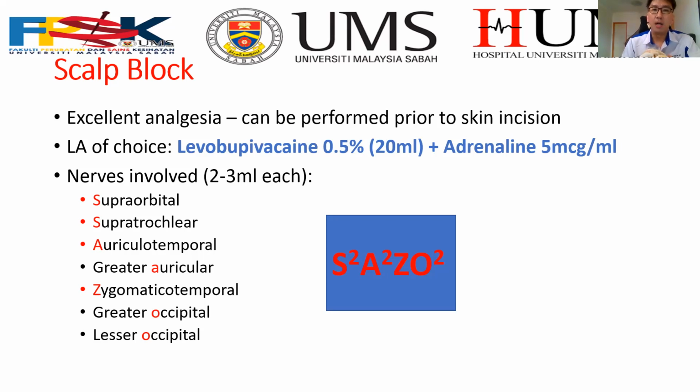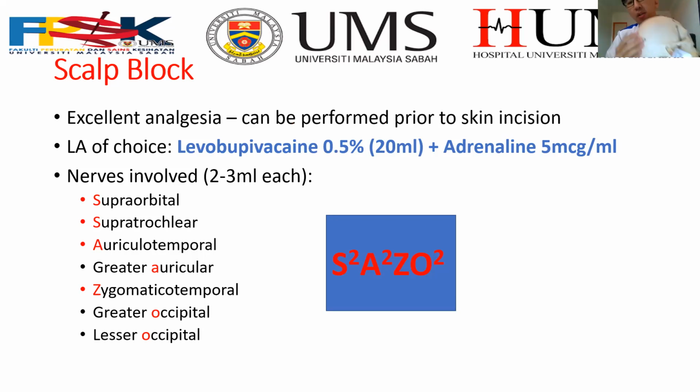So for me, I always use levobupivacaine. It's about 20 mils, and then adrenaline 5 mic per mil in it. Of course, you must find the toxic dose of your LA first before you infiltrate it. The anatomical sites are supraorbital, where you give about 2 mils, and the supratrochlear region, and then the auriculotemporal, and then the zygomaticotemporal, which is somewhere near here.